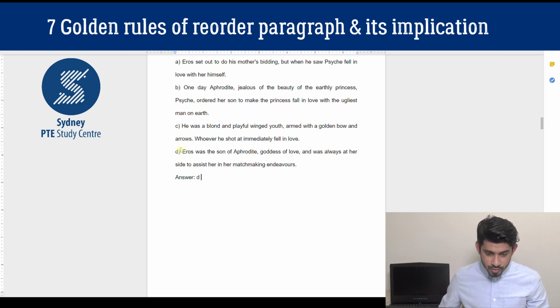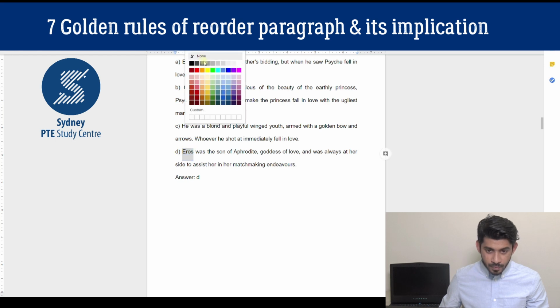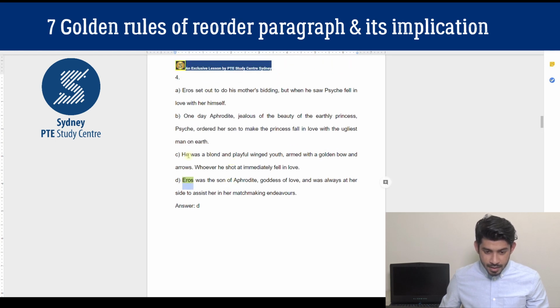Now it says Eros in number D. Then number C uses a pronoun, he. That means this pronoun is referring to Eros from number D. So C is your next sentence. Then one day Aphrodite told something to Eros, and then Eros set out to do something. There is another clue between A and B. There is another name, Psyche.